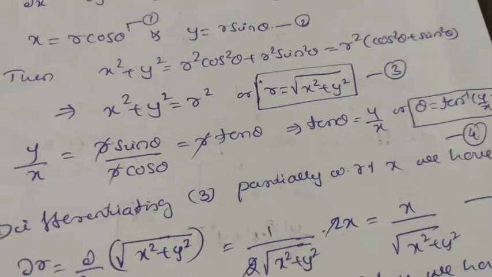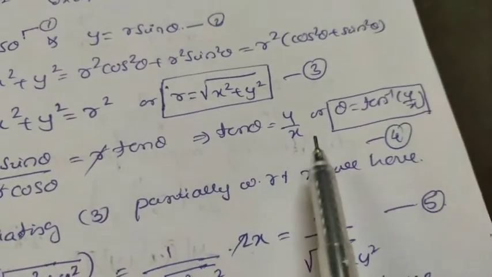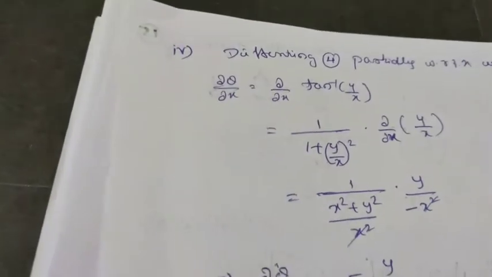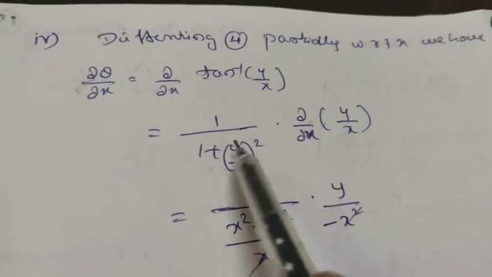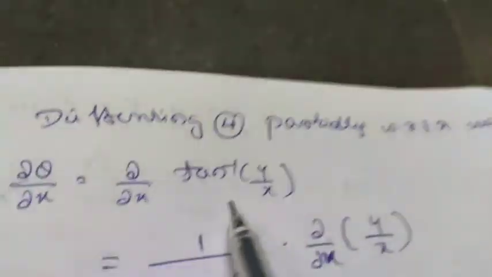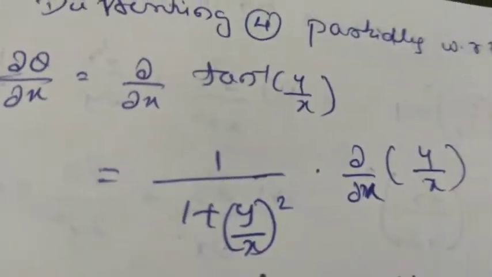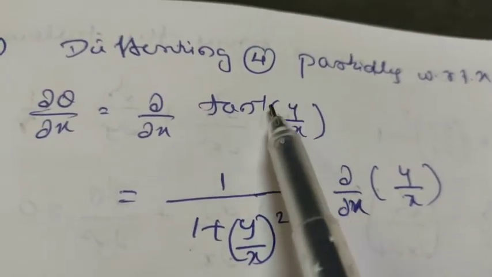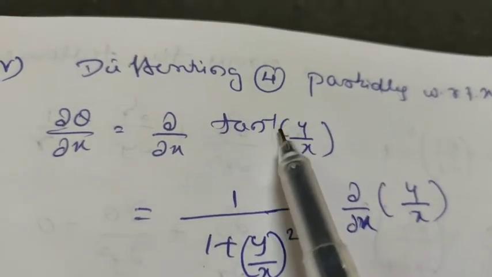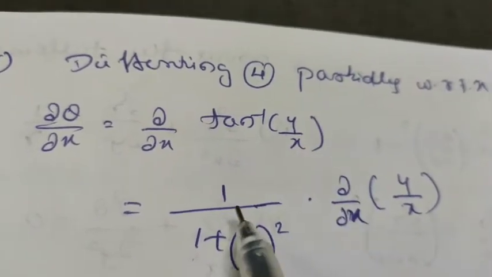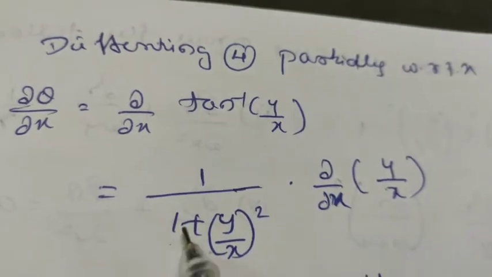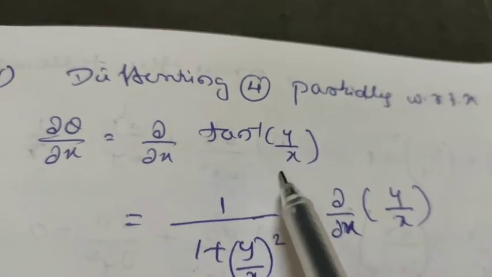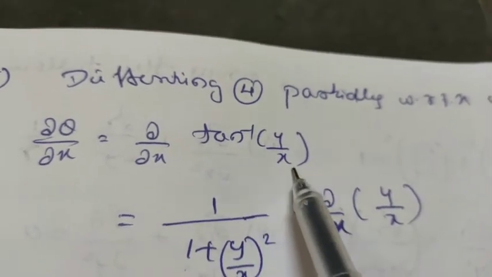Here we have the value of theta. In equation 4, theta is tan inverse y by x. Let us consider this one. So ∂θ/∂x is equal to ∂/∂x of theta, where theta is tan inverse y by x. So it is equal to 1 divided by 1 plus theta square, the derivative of tan inverse theta, so it is 1 divided by 1 plus (y by x) whole square, because in place of theta we have y by x.